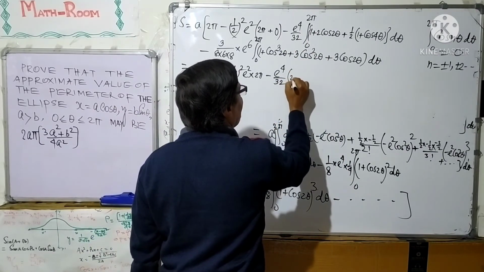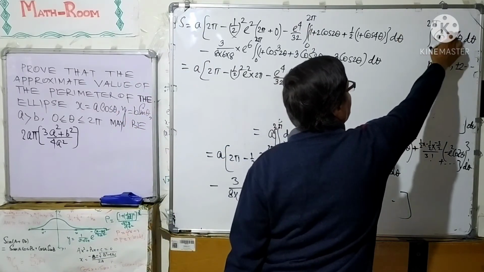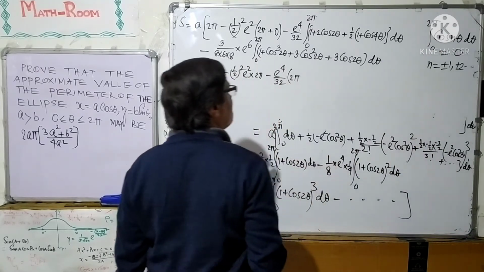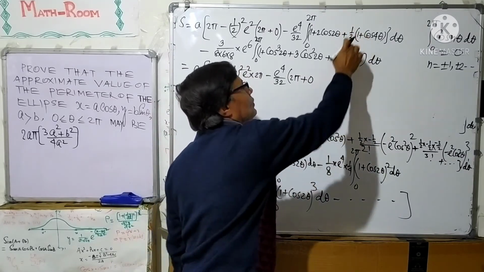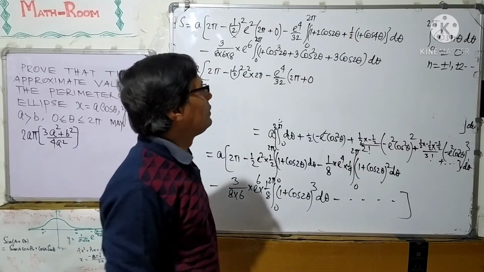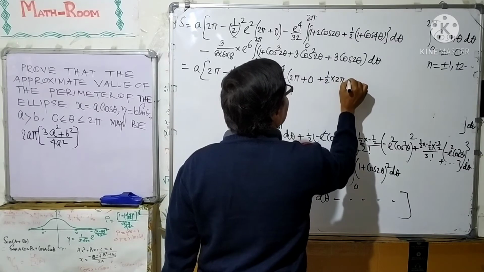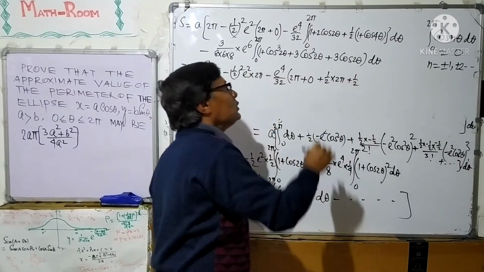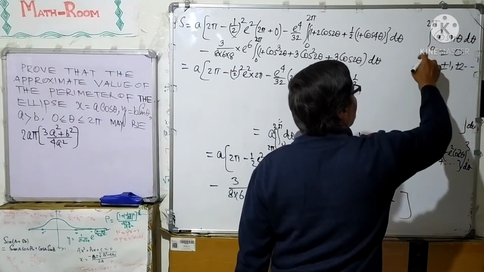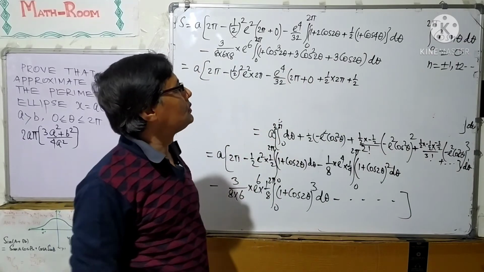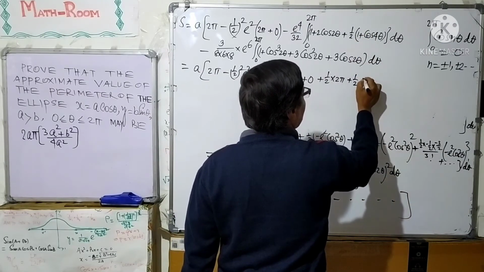So, this is 2 pi, and 0 to 2 pi cos 2 theta d theta is also 0, because this obeys this formula. This is 0. And also half into 0 to 2 pi d theta equal to 2 pi. So, this value is half into 2 pi plus half into 0 to 2 pi cos 4 theta d theta, which also obeys this law, that is 0 to 2 pi cos n theta d theta equal to 0. So, this integral is also 0. 0 to 2 pi cos 4 theta d theta is also 0.